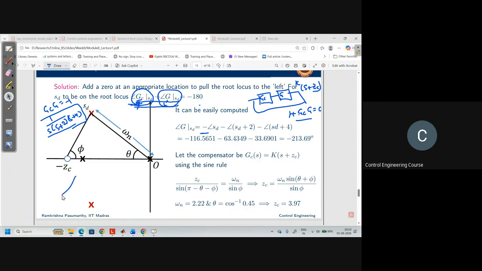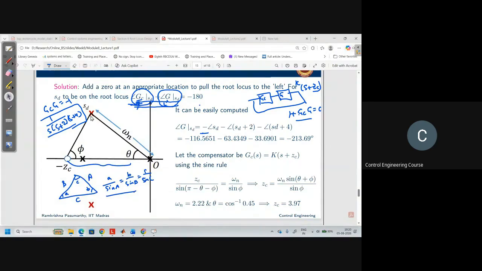Like if you have, this is angle A, and this is your side A, and this is B, and this is the length of this side C, and this is your angle C. Then you know the sine law, right? A by sine A equal to B by sine B equal to C by sine C, right? So using this rule, you will calculate this length.